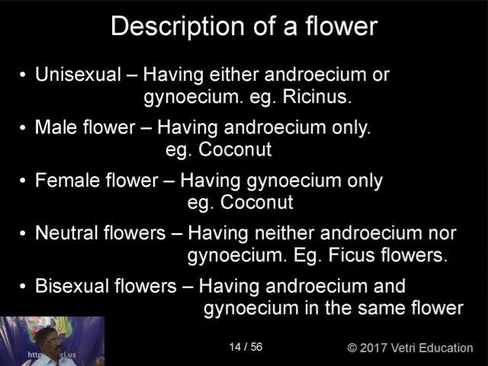Next, a male flower. Just a flower having androecium only, that is a male flower, that you can find coconut plant. Male and female flowers both are present in the same plant, that I will tell you later. Here also our male flowers, example coconut. Next, female flower having gynoecium only, example coconut plant. And neutral flowers having neither androecium nor gynoecium, nothing is inside, those are called the neutral flowers, example in ficus.